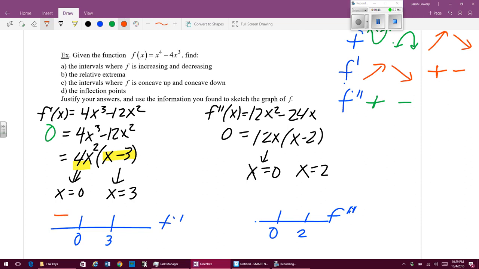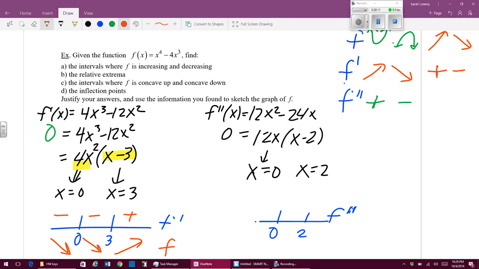If I pick a number between 0 and 3, say 1, I should still end up with a negative number in here. And if I pick a number bigger than 3, then this should be positive. So what does that tell me? That tells me that my function f is going to be decreasing, decreasing, and then increasing.